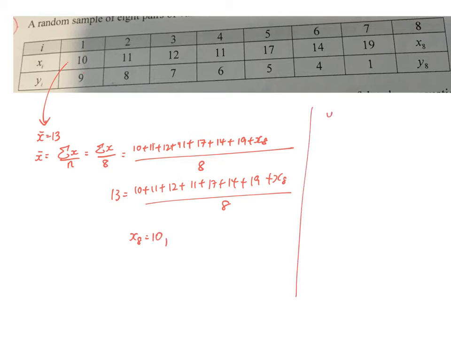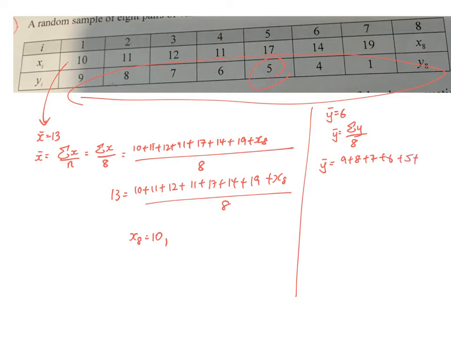Similarly, for the case of y bar, we know that y bar is equal to 6. So y bar is nothing but the summation of y over n, in this case also equal to 8. I hope you can solve it by yourself. If you sum up all the y values, it's 9 plus 8 plus 7 plus 6 plus 5 plus 4 plus 1 plus y8 divided by 8, and so y bar is equal to 6.